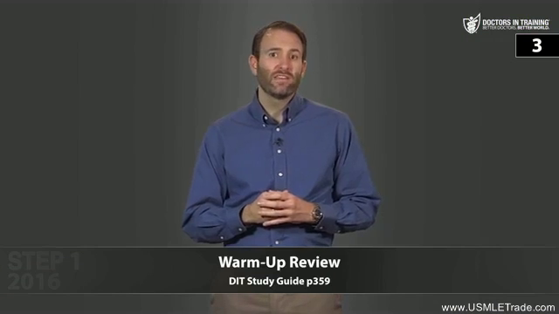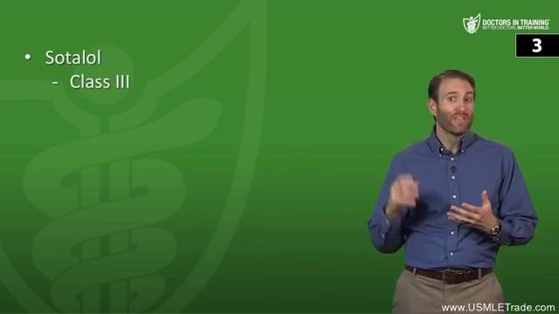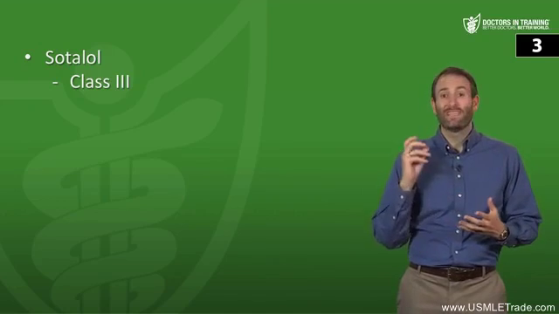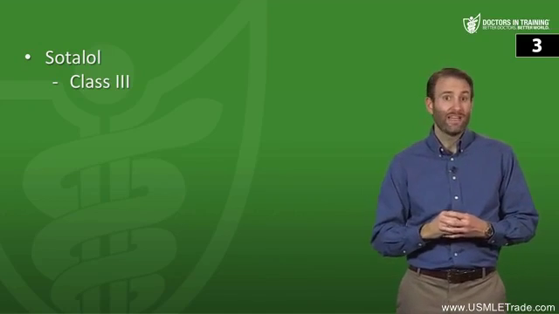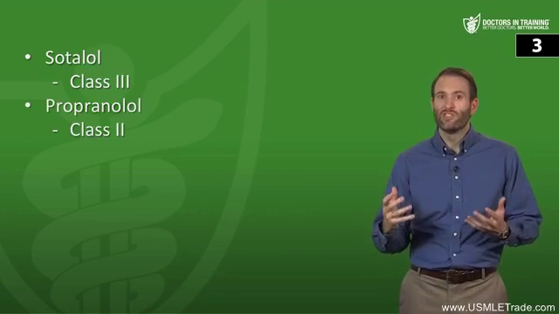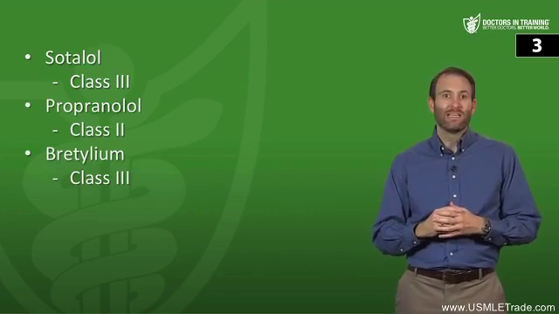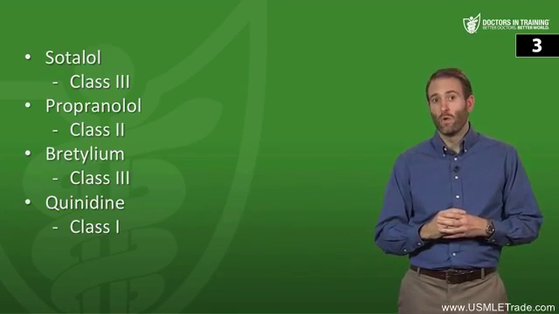Next, to which class of antiarrhythmics do each of the following agents belong? So first we have sotalol. Technically it's a beta blocker, but its strongest action is as a potassium channel blocker, so it's classified as a class 3 antiarrhythmic, so don't get fooled by sotalol. Propranolol is a typical beta blocker, and it's class 2. Bretylium is a class 3, and quinidine is a class 1.